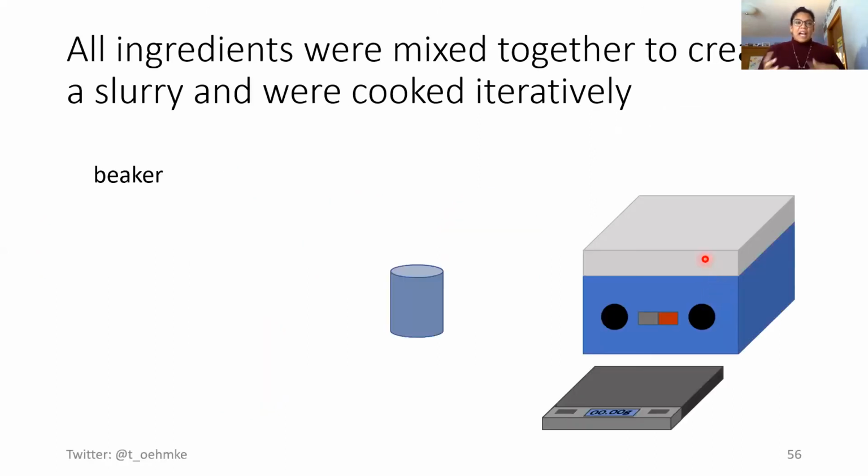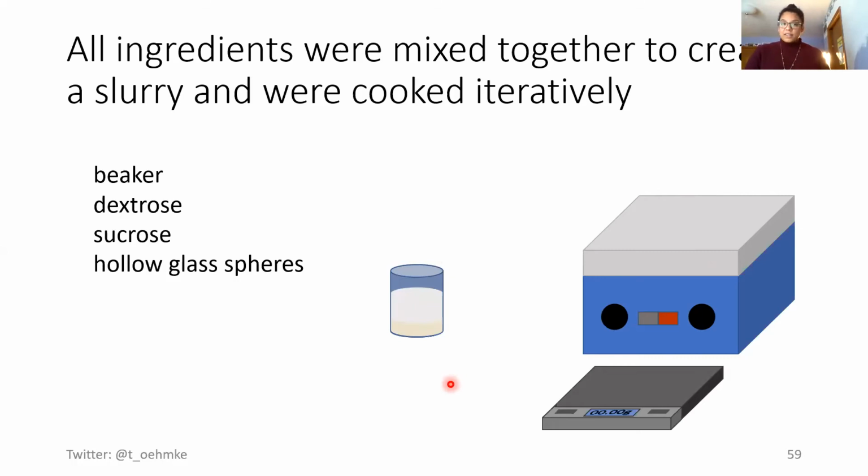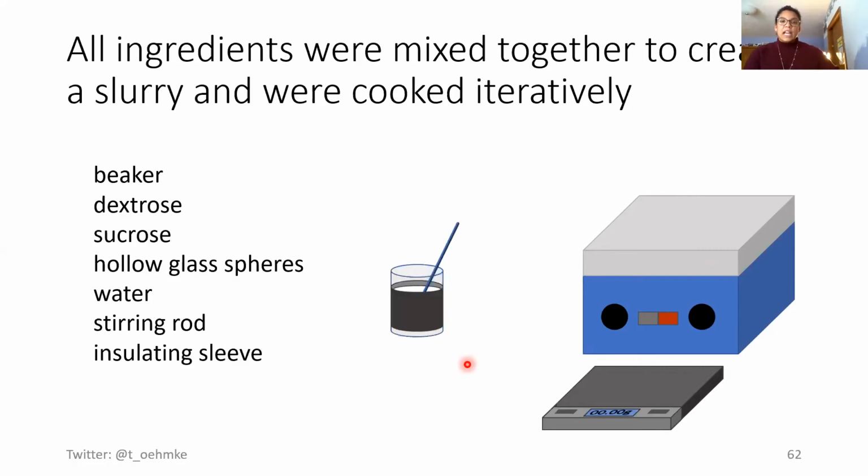After we had all of our ingredients and we figured out the perfect ratios and the recipes, it was time to cook it, which was probably the second hardest part. So we started out with our teeny tiny beaker. We added in our dextrose, our sucrose, our hollow glass spheres. We had a lot of them. And then water, because we needed to make it into a slurry and to mix it up. Then we used our stirring rod, mixed everything into a slurry, put on an insulating sleeve, and I'll talk about why we added this a little bit later, and added a thermometer.